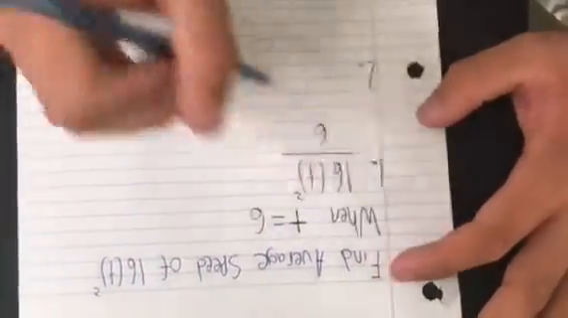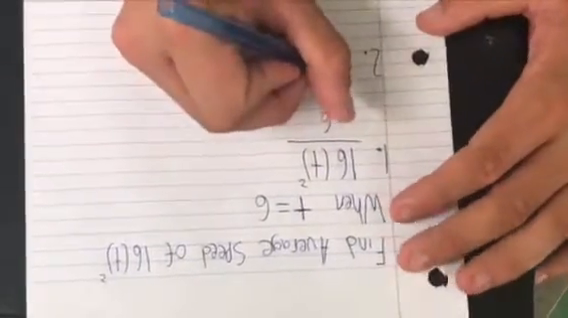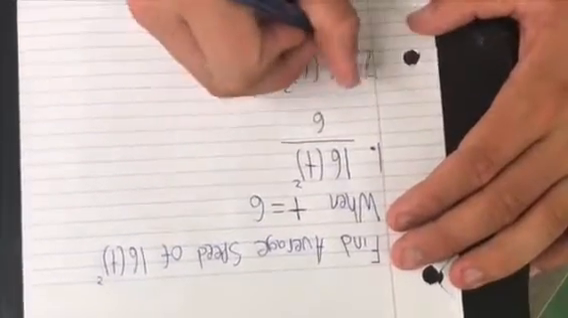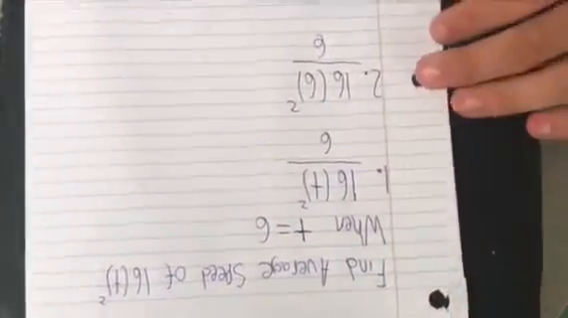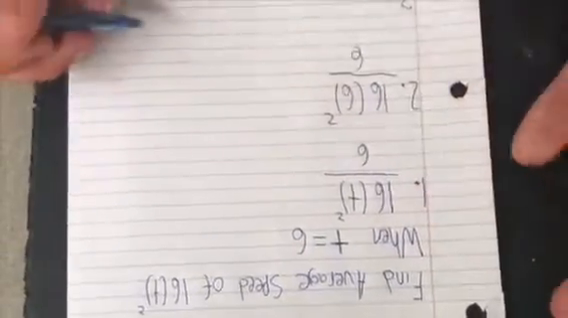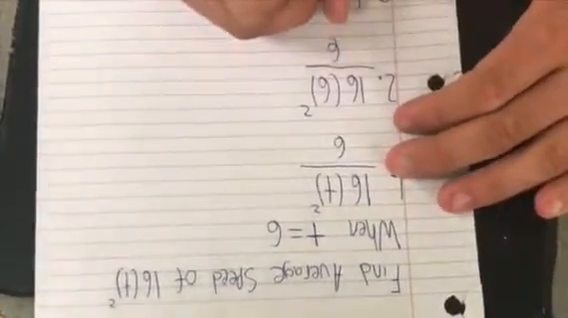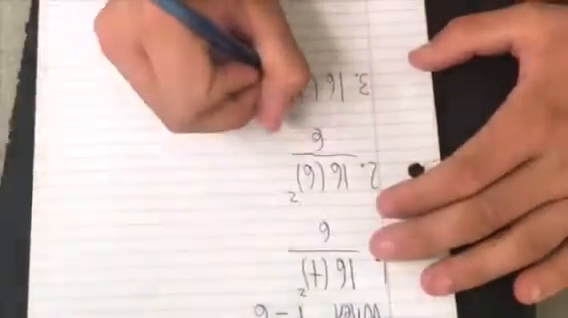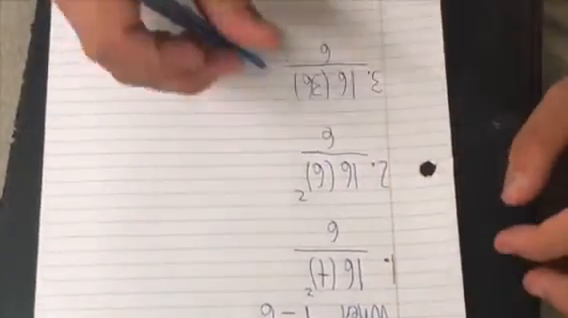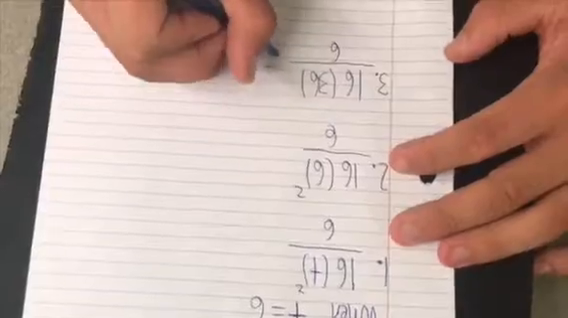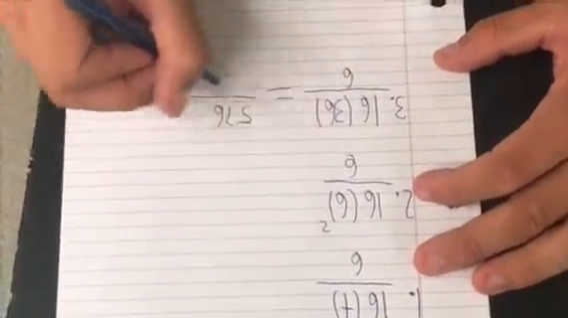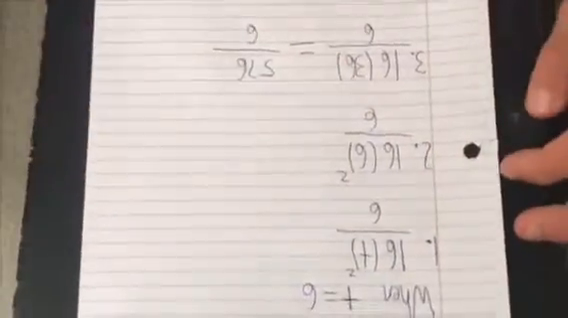Now you just find your distance. 16 times 6 squared over 6. Then you take the top and divide it by the bottom. So 16 times 36 over 6 equals 576 over 6.